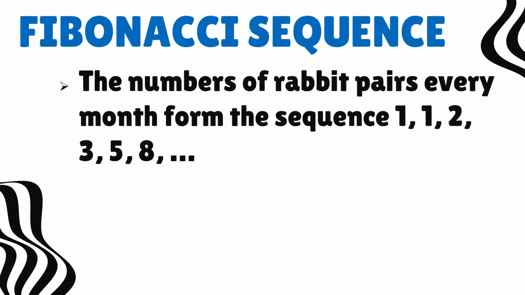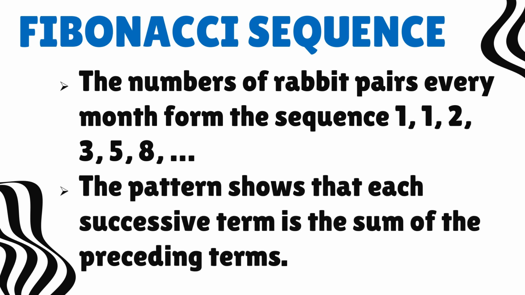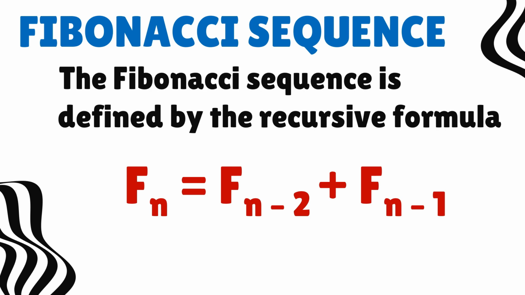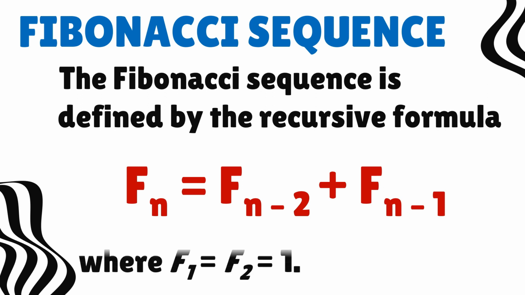Can you see how the sequence is formed and how it continues? The numbers of rabbit pairs every month form the sequence 1, 1, 2, 3, 5, 8, and so on. The pattern shows that each successive term is the sum of the two preceding terms. The Fibonacci sequence is defined by the recursive formula F sub n is equal to F sub n minus 2 plus F sub n minus 1, where F sub 1 and F sub 2 are equal to 1.